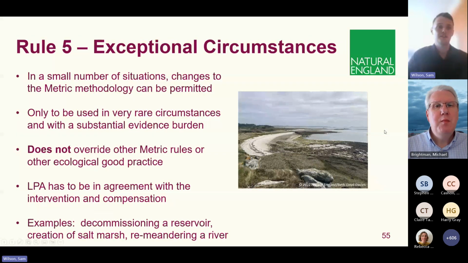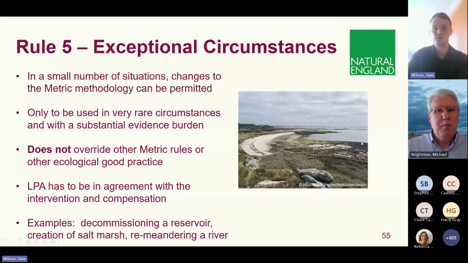Rule 5 is one that Michael touched on earlier that might lead to having a red box in your metric when it's completed, and it's about exceptional ecological circumstances. So we acknowledge that there are some circumstances where you might have something that doesn't meet the rules of the metric, but is actually a good ecological intervention to make. So Rule 5 is here, in those circumstances, to allow people to say, the metric says I haven't met one of the rules or I haven't scored 10% on these units. However, this is the reason that I'm doing it.